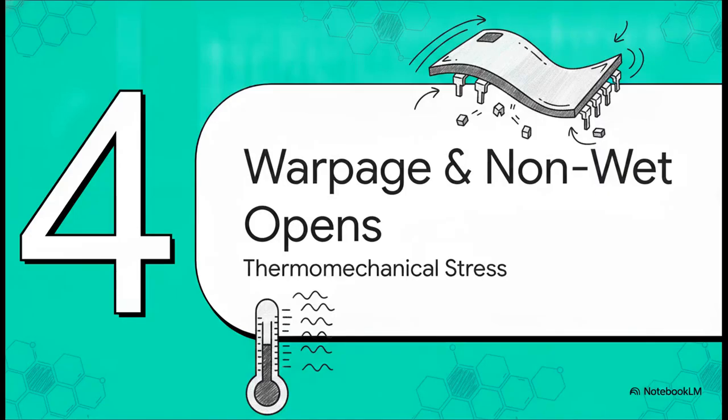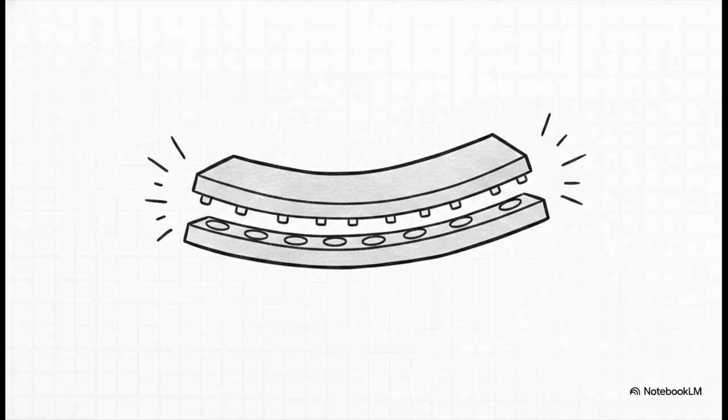Section 4, warpage and non-wet opens. Next up is a massive structural failure mode, and it brings us right back to those core thermomechanical physical forces. Remember that massive CTE mismatch between the silicon and the organic substrate we talked about earlier? Yeah, this is where it causes absolute chaos.